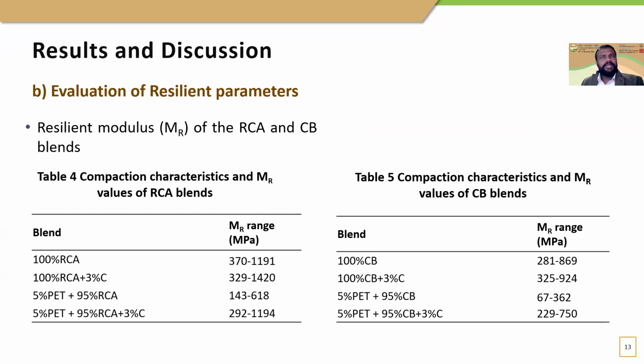Adding PET decreases the resilient modulus value of the PET-RCA and CB blends in both unbound and stabilized conditions. According to this figure, PET has a smooth surface when compared with the C&D material particles. Blending smooth surface materials has decreased the MR values of PET and C&D blends.